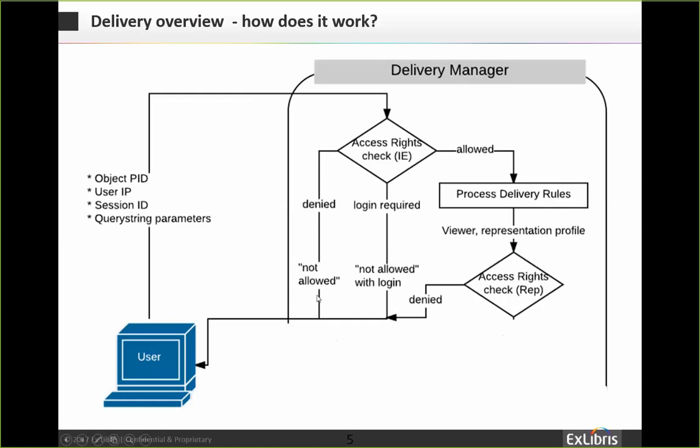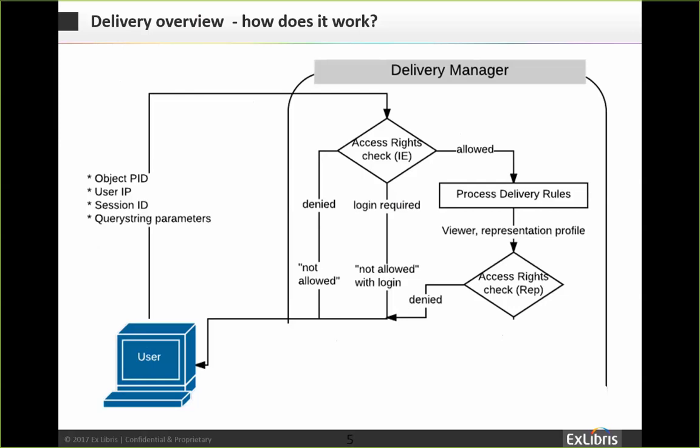I'm sure you're familiar with that. There are cases where login is required, and if he's logged in, he might be able to view the object, and then he'll get a not allowed page with an option to log in. That's the case where the access rights deny the user from viewing this object. And the third case, we see he is allowed, he passes the access rights, and then we process delivery rules. We're going to go thoroughly through the configuration of them, but we have the delivery rules that make a decision of which viewer you're going to be using and which representation profile.